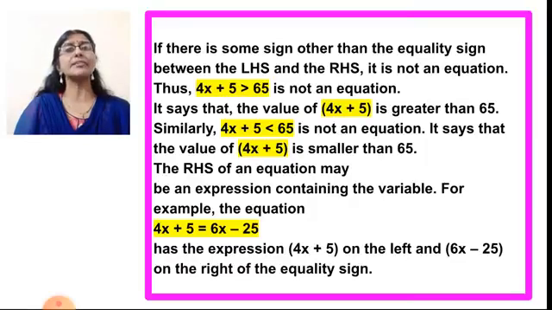For example, here you see 4x plus 5 is equal to 6x minus 25. So there is a variable x. It has the expression 4x plus 5 on the left and 6x minus 25 on the right of the equality sign. So this is also called an example of an equation.